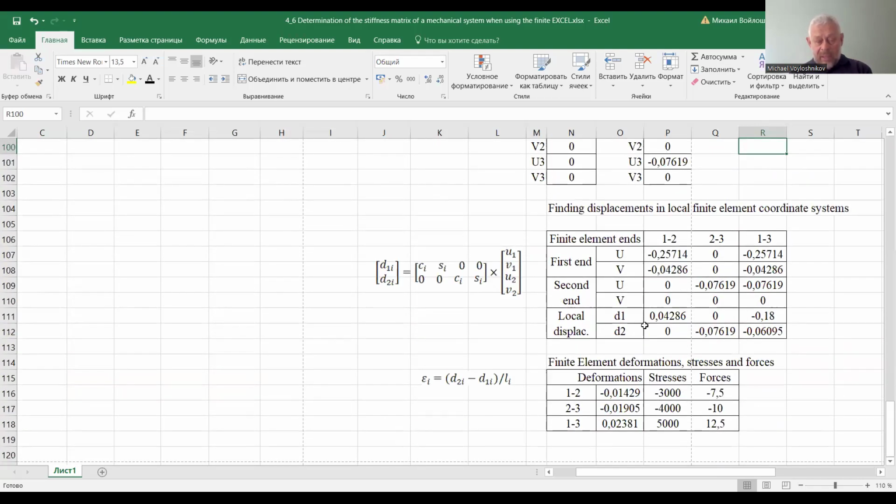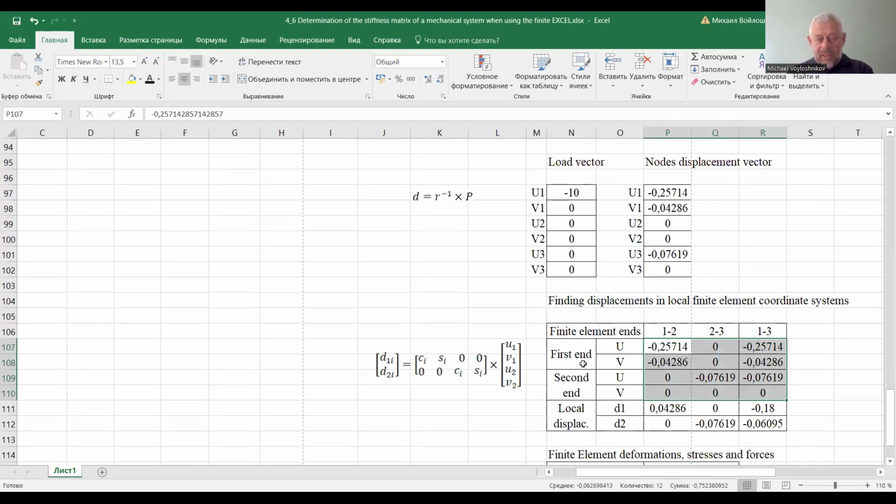The first table of the result is that we have to define the abscissas and ordinates of the displacement of the ends of the finite elements, the abscissas and ordinates at the beginning and at the end, the first and the second end of the finite elements in the global coordinate system. These are the 4 lines here in one of the resulting tables in Microsoft Excel.